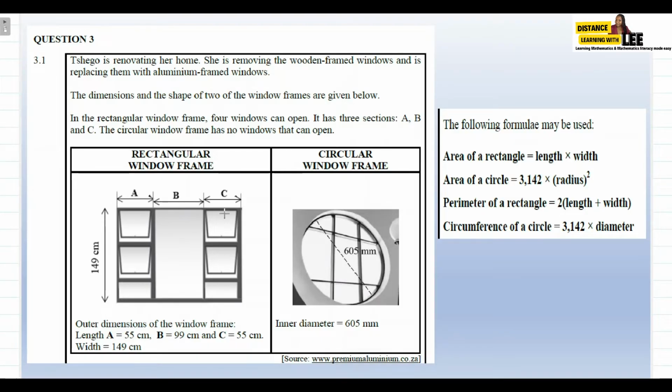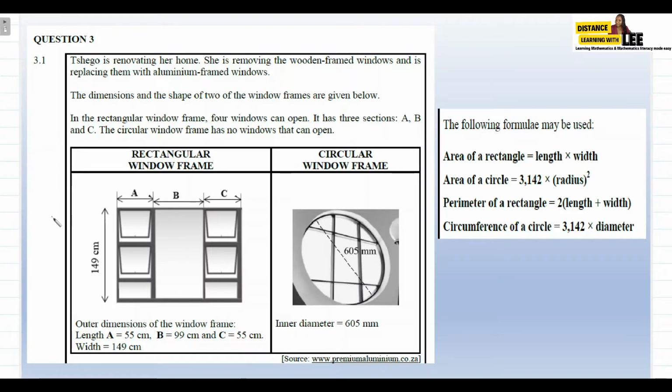We are told that with the rectangular window frame, 4 windows can open. So let's just quickly understand what that means. We've got 1, 2, 3, 4 windows that can open out of a total of 1, 2, 3, 4, 5, 6, 7. So out of the 7, there's only 4 windows that can open on our rectangular window frame. And on our circular window frame, we are told that no windows can open.